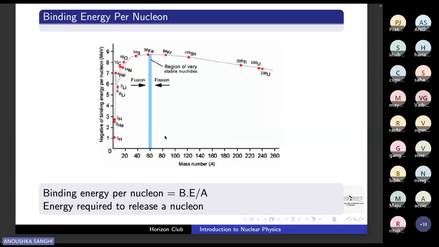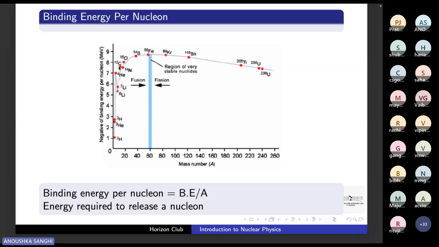So since we have talked about binding energy, let's talk about something which is very important and required mainly in astrophysics and other kinds of physics, and in different kinds of reactions, where to understand fusion and fission, we need to study this curve. This is a curve of binding energy per nucleon versus mass number. But before that, you should know what binding energy per nucleon is.